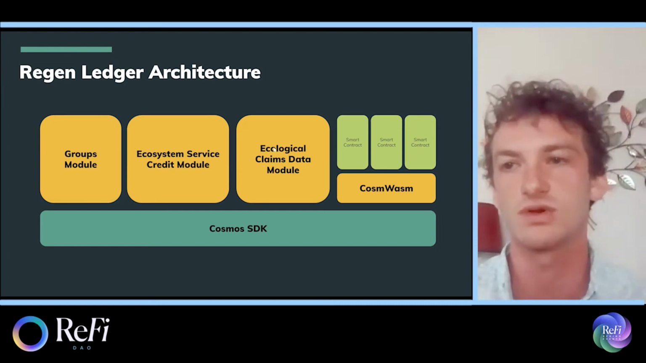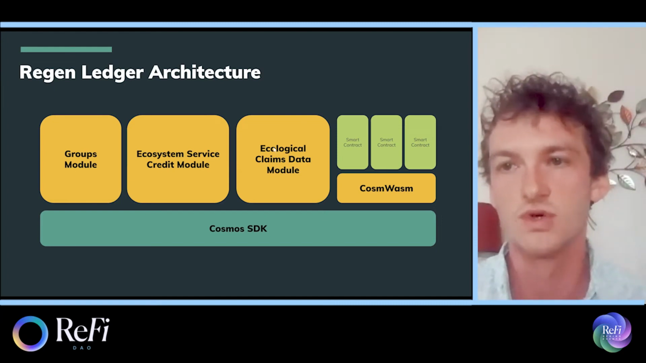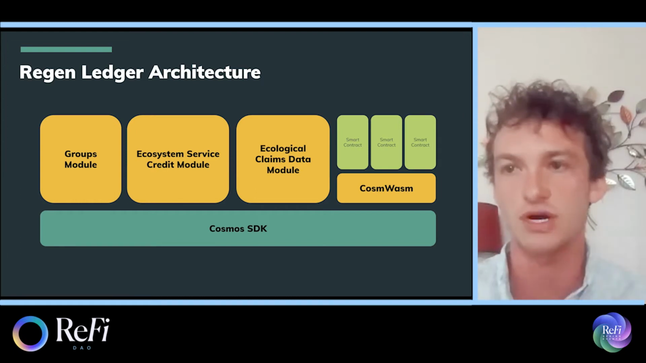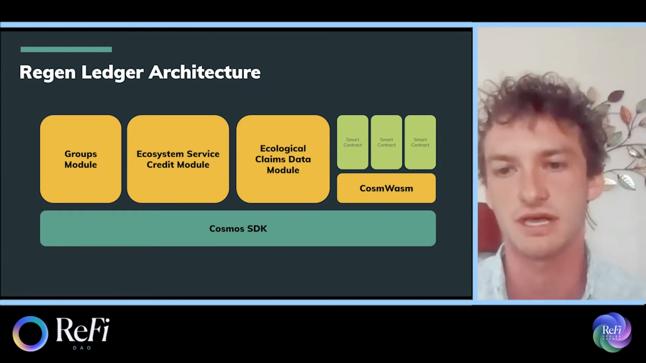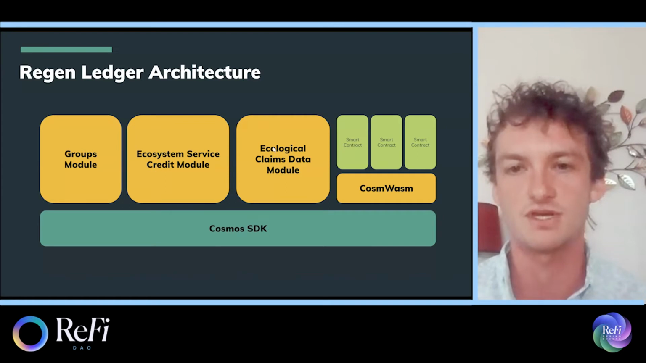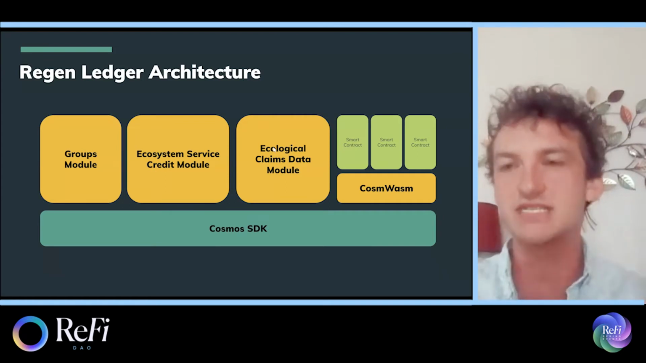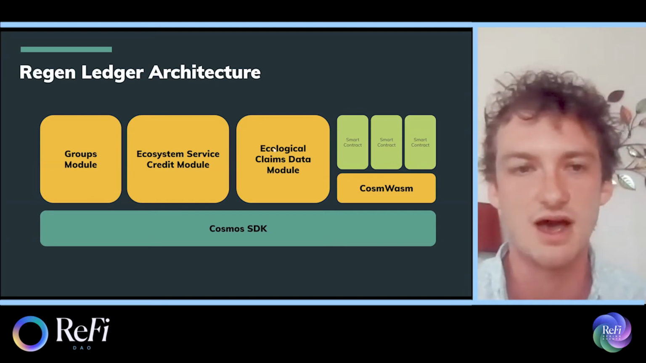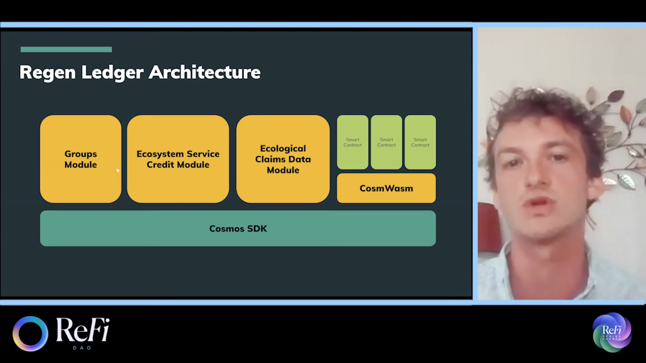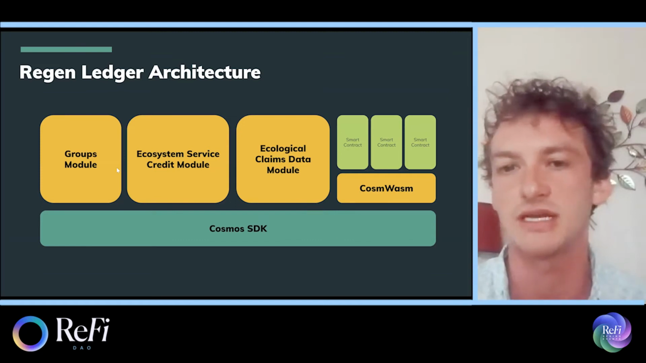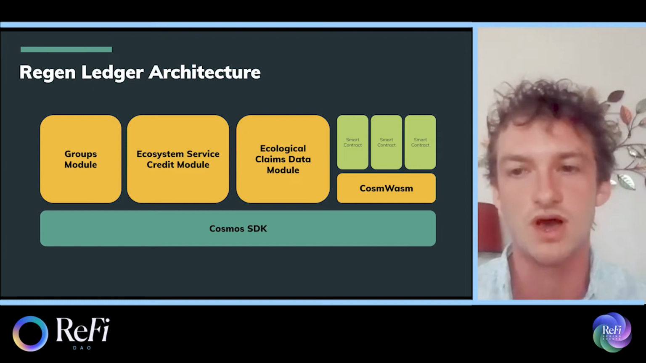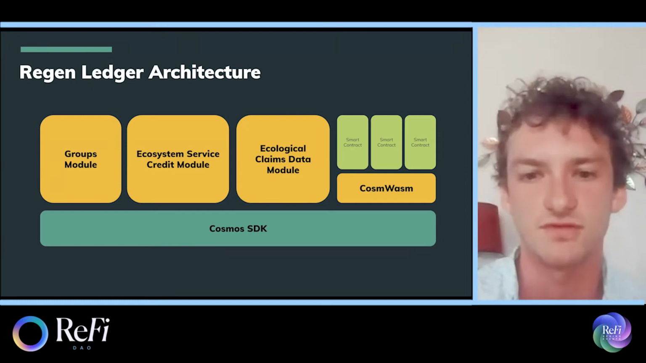We have our ecological claims data module, or our data module, which allows people to anchor and attest to pieces of data on chain, which essentially provides a digital audit trail of the information that goes into claims. So people can upload a hash of their data and say, to the best of my knowledge, this data exists at this point in time, and I'm going to attest to that. And then we have our groups module, which allows people to engage in decentralized governance of certain processes that go into claims creation or digital MRV.